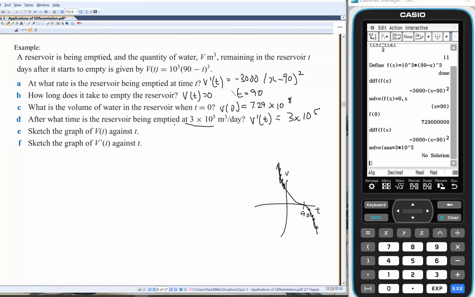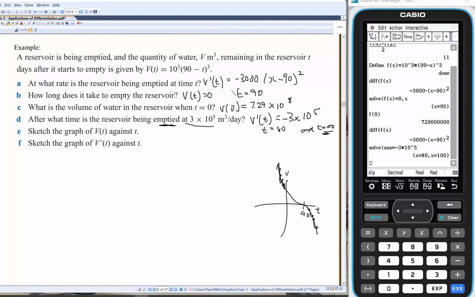And the key thing is that the reservoir is being emptied. Emptied means it's going to have a negative in front of this value here. This is the rate of change, but being emptied means as x or t increases, V decreases. So actually what we've got to do is slot a negative sign in here. I'll do that on the calculator as well. And what it says is we've got two solutions at time t equals 80 and t equals 100.